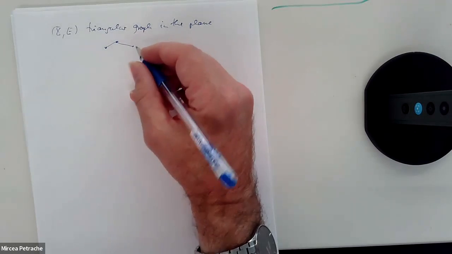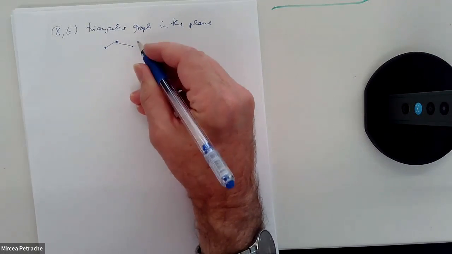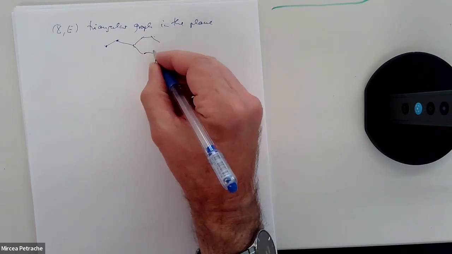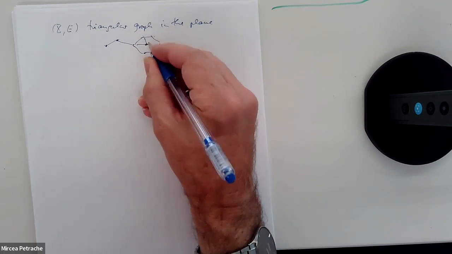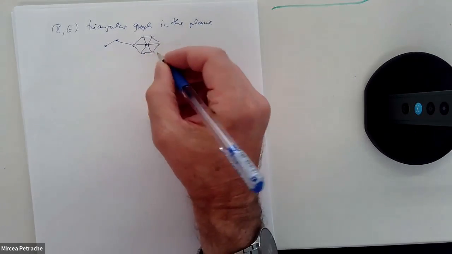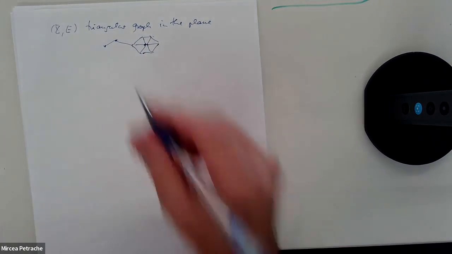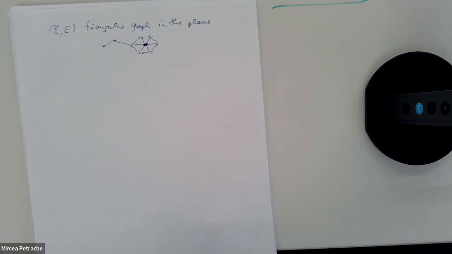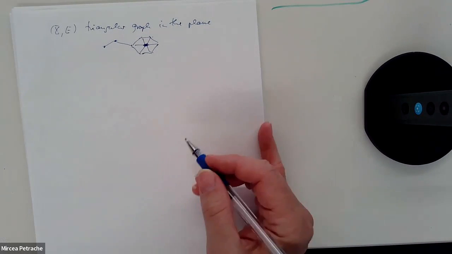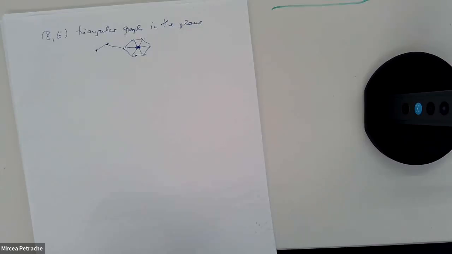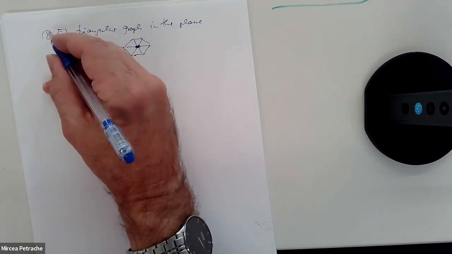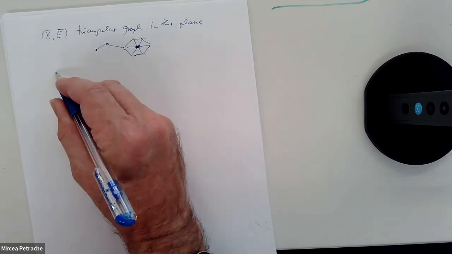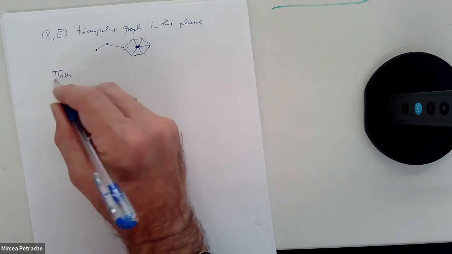So something like this. So all the faces have to be triangles, but otherwise they can be like edges and stuff sticking out. And then we have this discrete Gauss-Bonnet theorem in the plane. So it says the following.